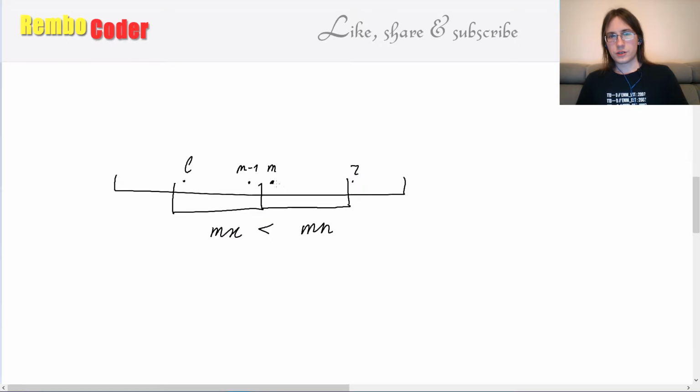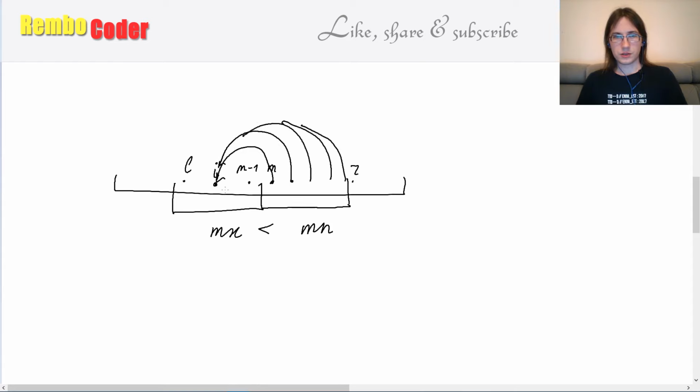The main trick is to, instead of fixing M, fix the position of the maximal element on the left semi-interval. Let's call this position I. So all elements from the right semi-interval should be larger than this maximal element. But all the values from the left semi-interval should be less than this element.